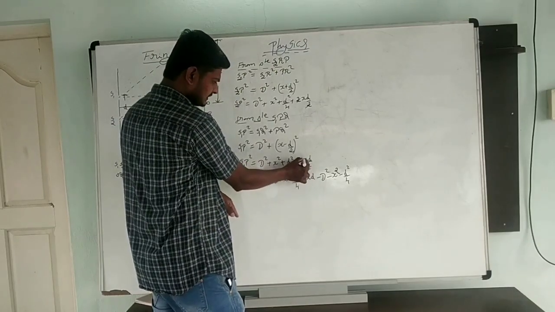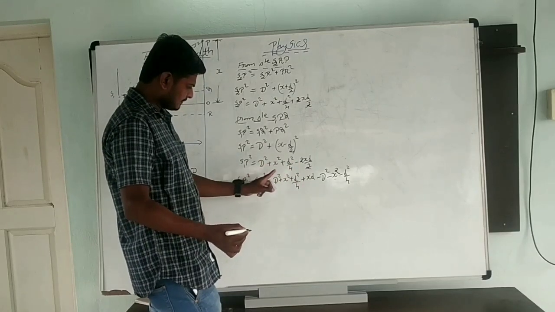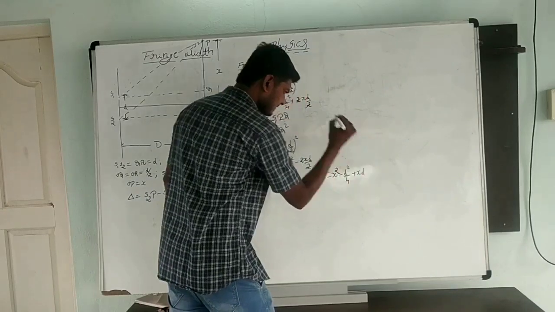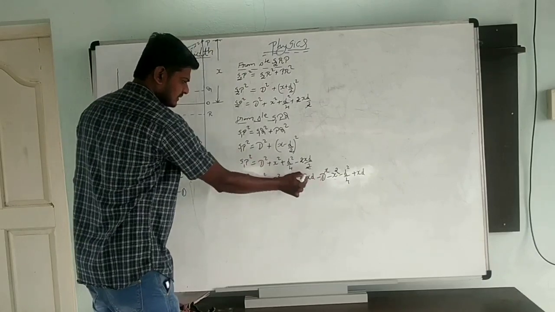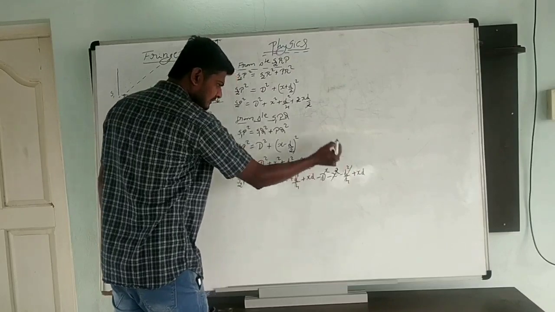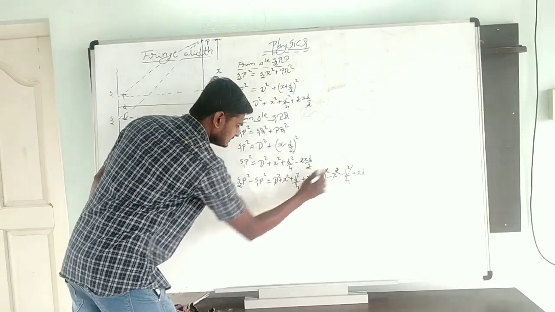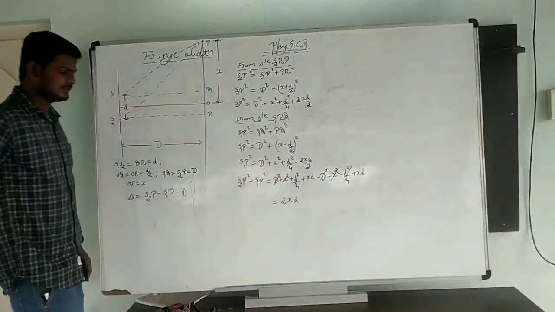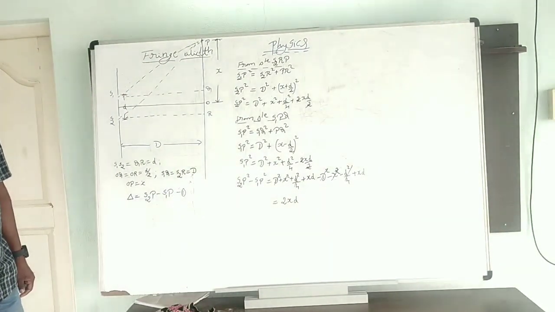The 2s cancel, and minus into minus gives plus. Now D square minus D square, X square minus X square, D square by 4 minus D square by 4 all cancel. Now XD plus XD is 2XD. Clear? Listen, XD plus XD is 2XD.